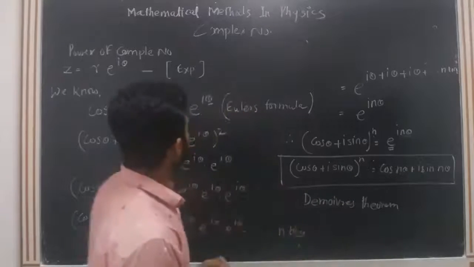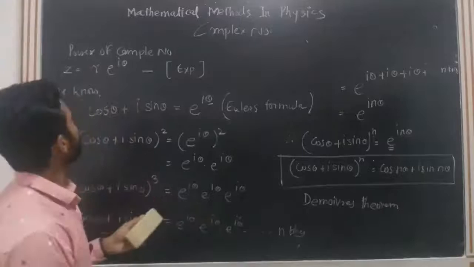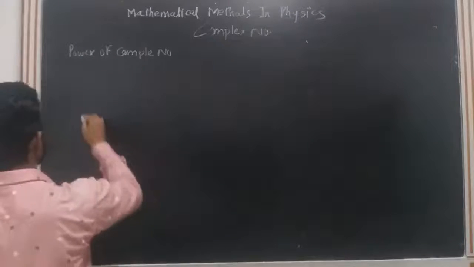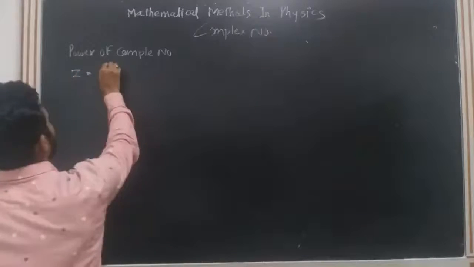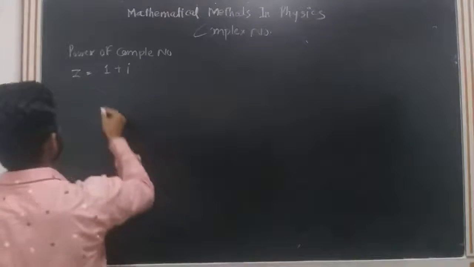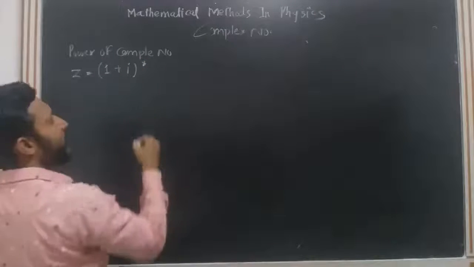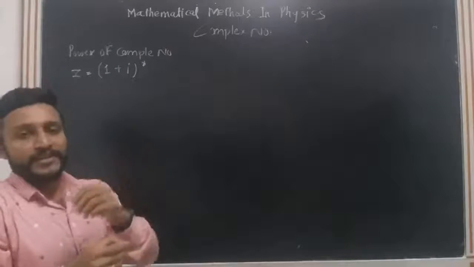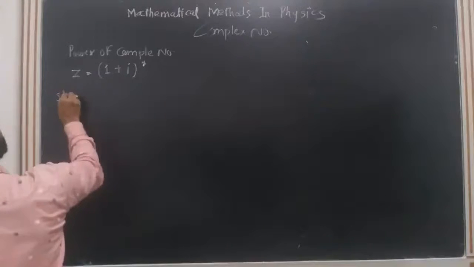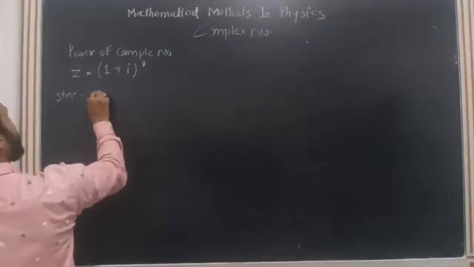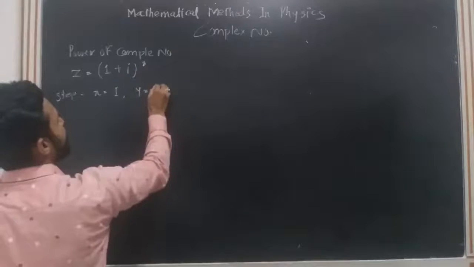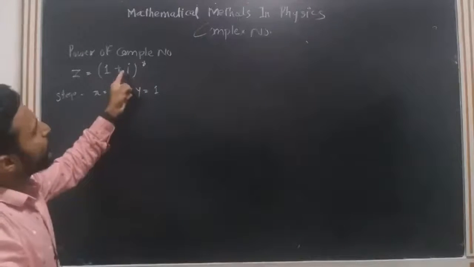Right? So let's take a problem, then you will understand exactly how to solve the power of a complex number. Suppose z is equal to 1 plus i. This is the complex number, and if you want to find the 8th power of this complex number, by using De Moivre's theorem we can find it. Very easy. Step 1: write down x and y. x is equal to 1 and y is equal to 1, not i, because y is the coefficient of i.